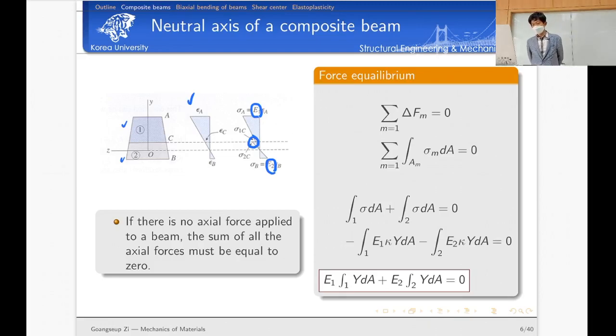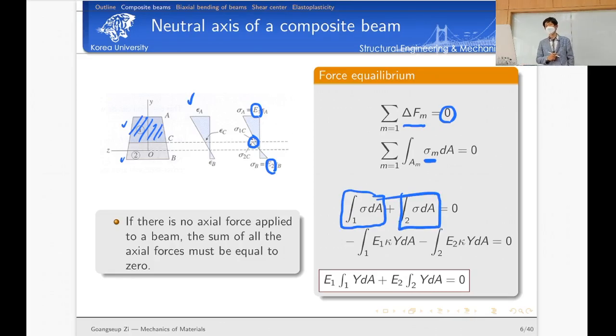Now let's talk about the position of neutral axis. Because this is a beam problem, the sum of all the forces in the normal direction should be equal to 0, right? Then the small forces become what? The integration of stress of individual materials over its own area. In this problem, we need to integrate normal stress for material 1 and then for material 2. It should be equal to 0.